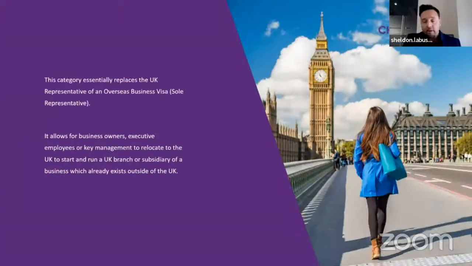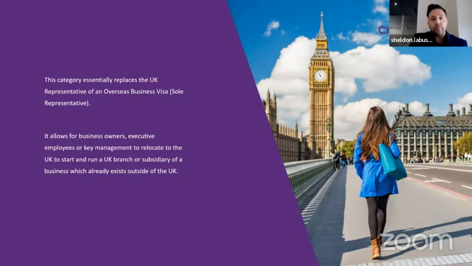So a lot of our Indian clients would previously have applied for the representative of an overseas business visa, otherwise known as the UK sole representative. It essentially would allow non-majority shareholders to start up business in the UK and gain an initial 3 years of residence for them and their dependent spouse or children.